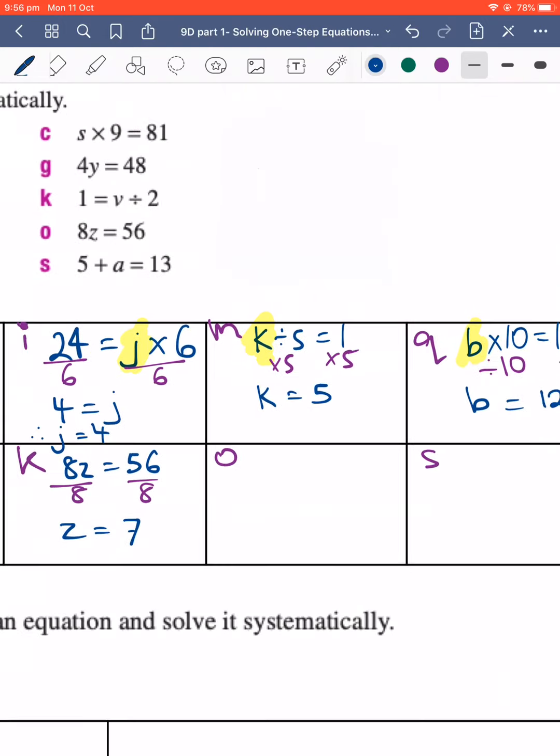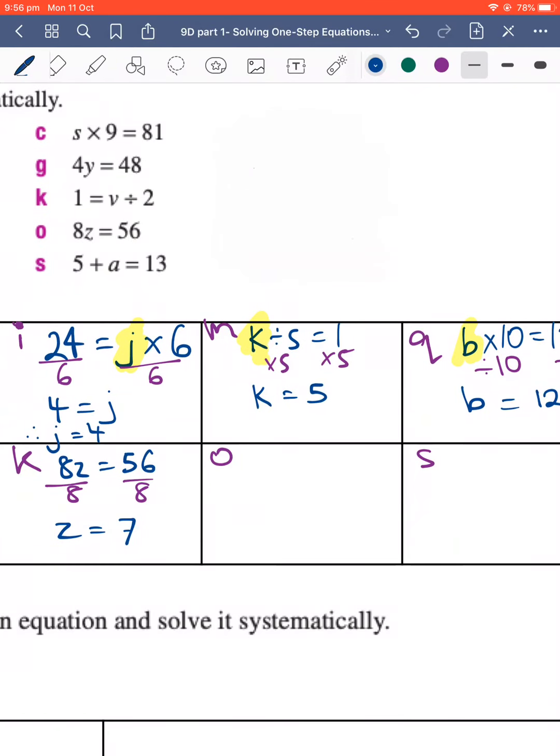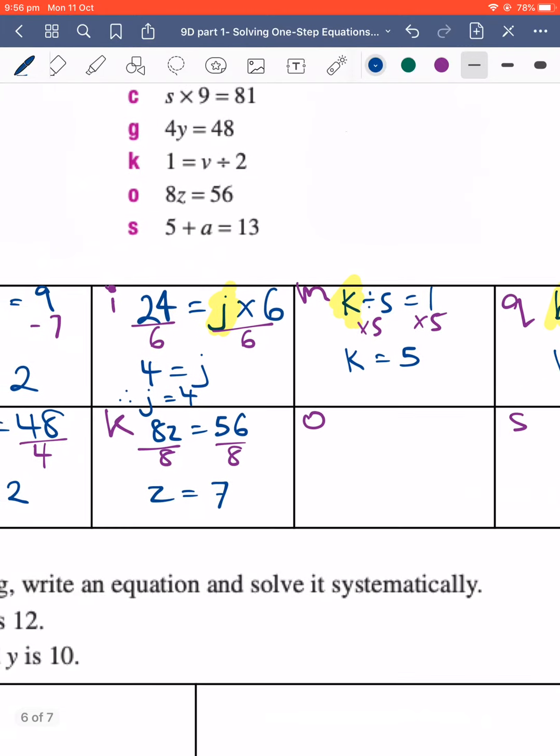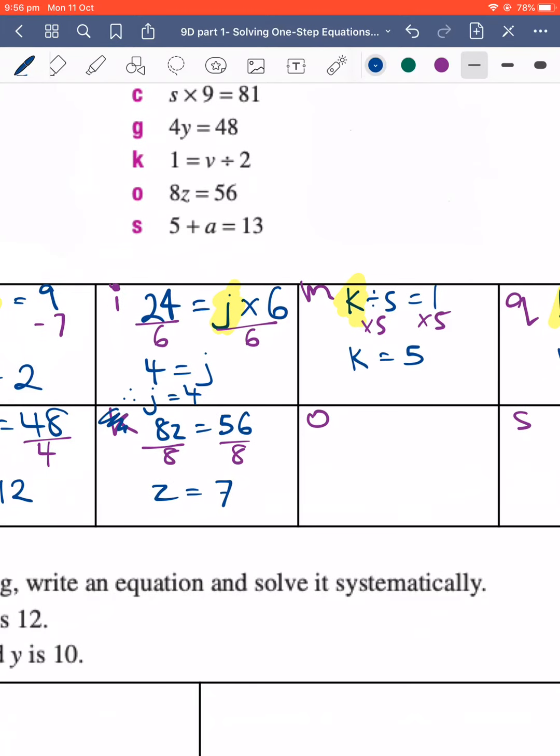Last question, or second last question, my apologies. Oh, yep. So I now have, oh, I've mucked that up. That's okay. I can fix that for later. So this one was O and this one will be K.